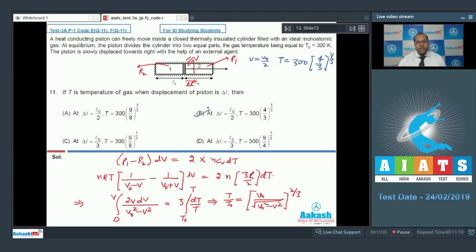And when the value of delta L is L0 by 3 or V is equal to V0 by 3, then the value of T comes out to be 300 into 9 by 8 raised to the power 1 by 3. So option C is correct and D is wrong. So the correct answer for question number 11 is option B and C. Let's move to question number 12.